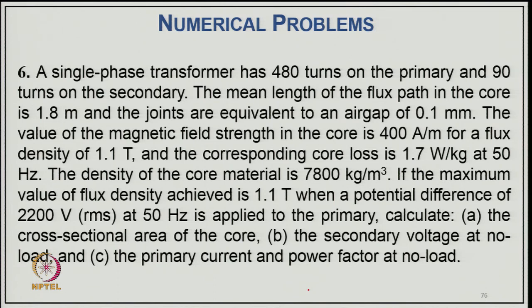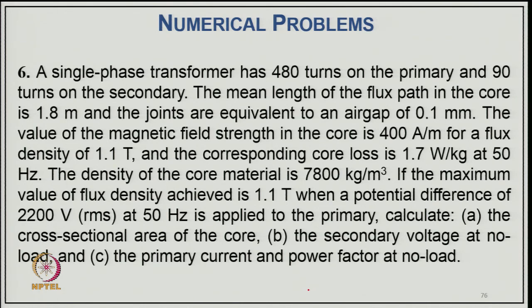Now, coming to numerical problem 6. A single phase transformer has 480 turns on the primary and 90 turns on the secondary. The mean length of the flux path in the core is 1.8 meter and the joints are equivalent to an air gap of 0.1 millimeter, and the value of the magnetic field strength in the core is 400 ampere per meter for a flux density of 1.1 Tesla, and the corresponding core loss is 1.7 watt per kg at 50 hertz. The density of the core material is 7800 kg per meter cube.